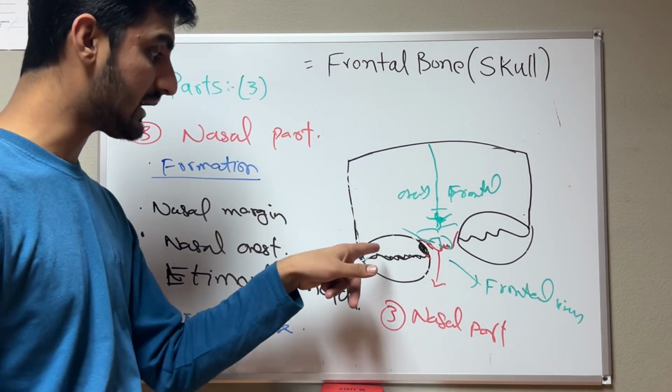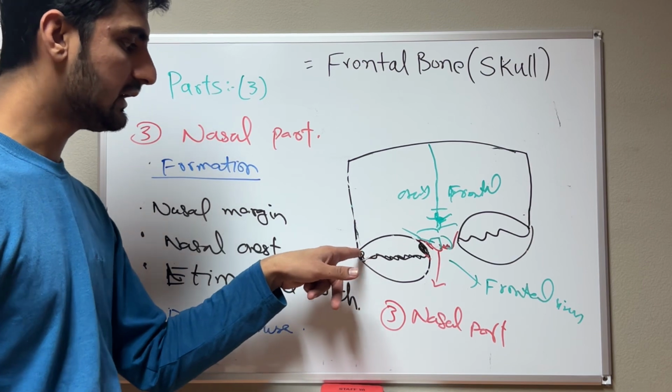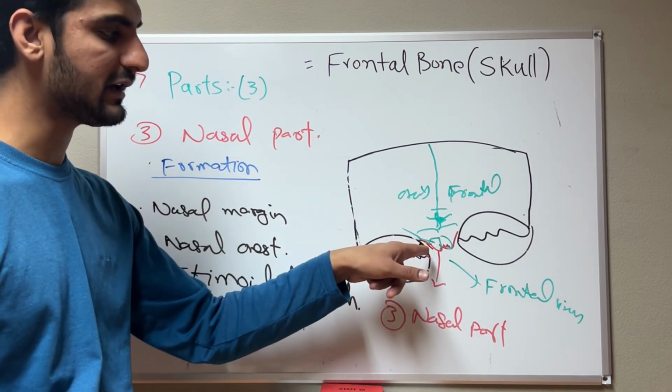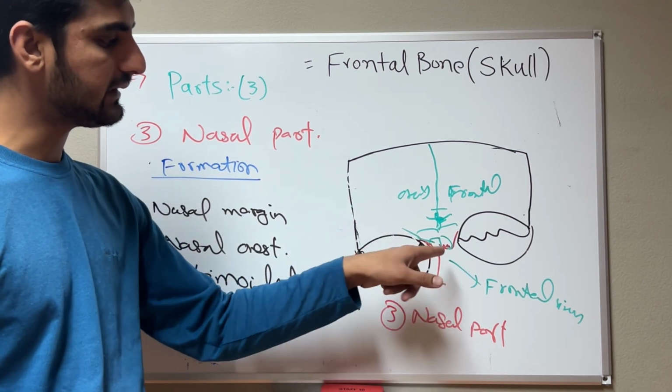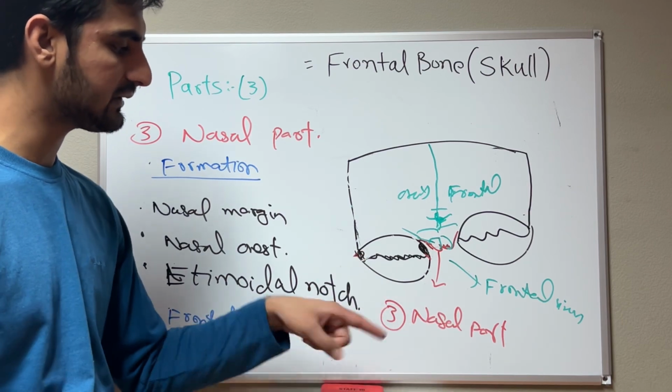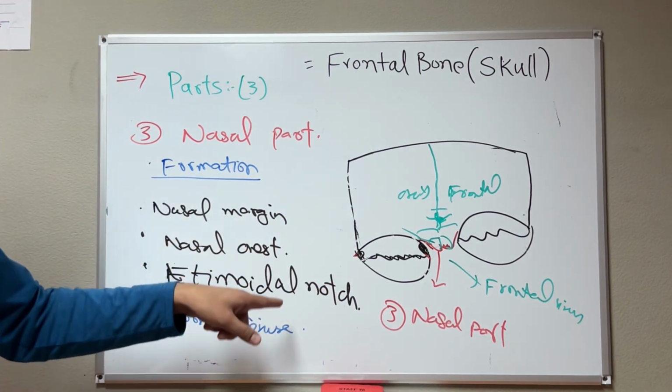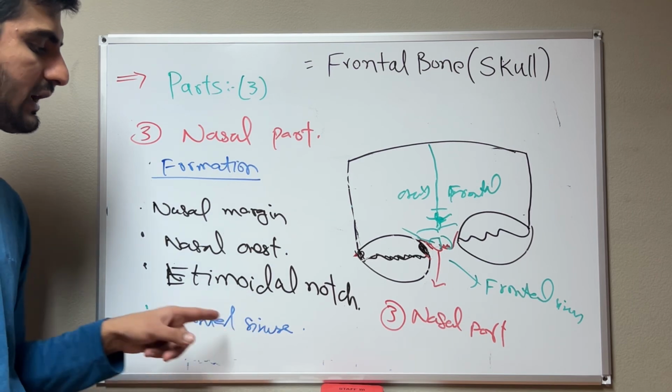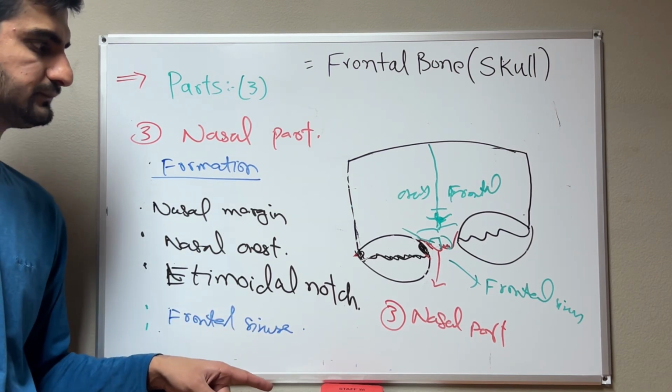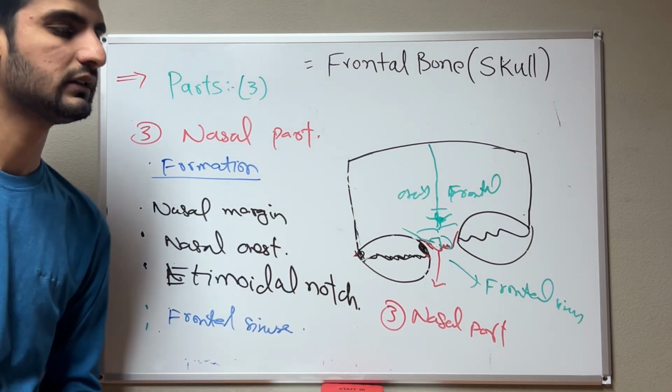Then we go to the orbital part. In the orbital part we have two fossae. Laterally we have the lacrimal fossa, medially we have the trochlear fossa. And then in the nasal part we have four formations. Inside you can easily see the nasal margin, nasal crest, ethmoidal notch, and frontal sinuses. Okay, this is about the frontal bone.